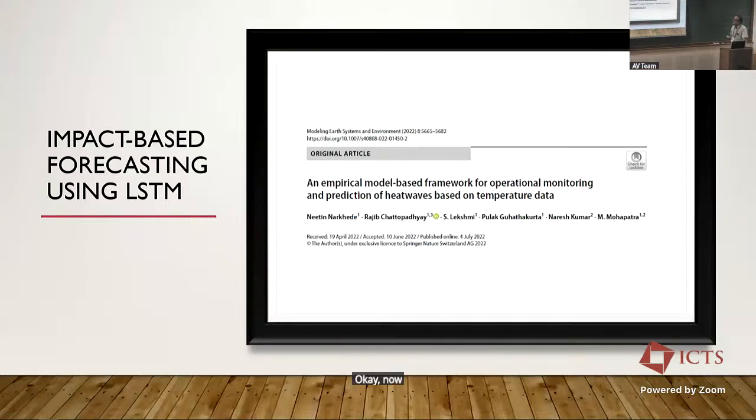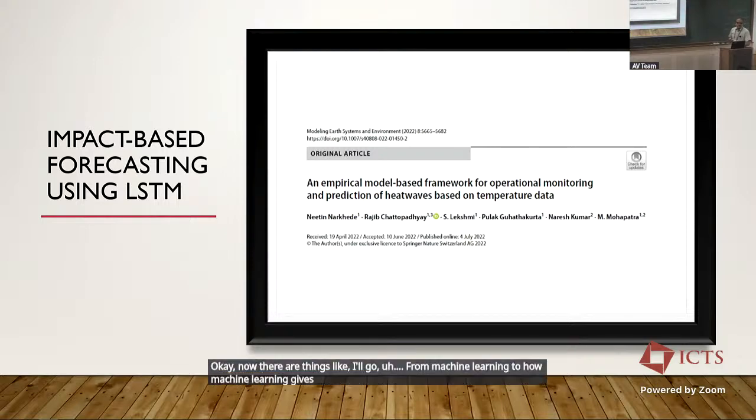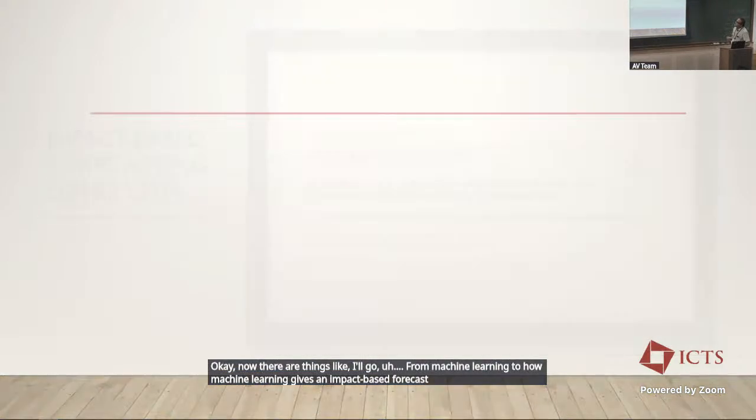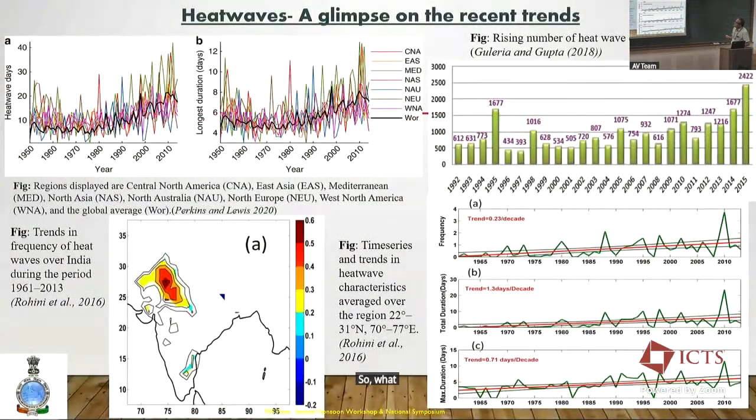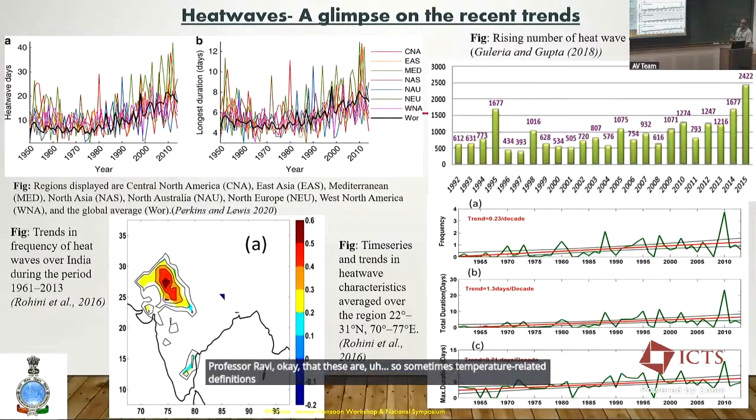Now I'll go from machine learning to how machine learning gives impact-based forecasting. Some applications on heat waves were discussed by Professor Ravi. Sometimes temperature-related definitions do not work with heat waves, because it is the human impact that we are talking about.